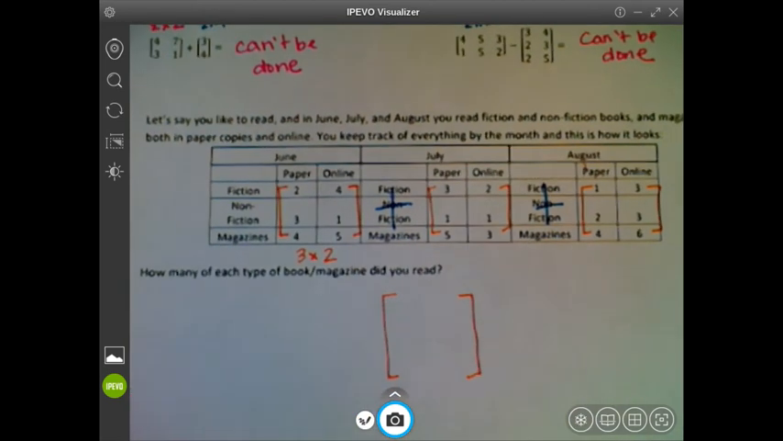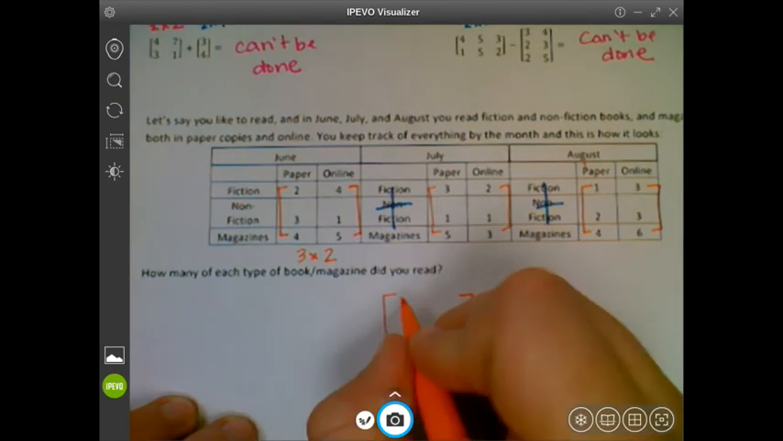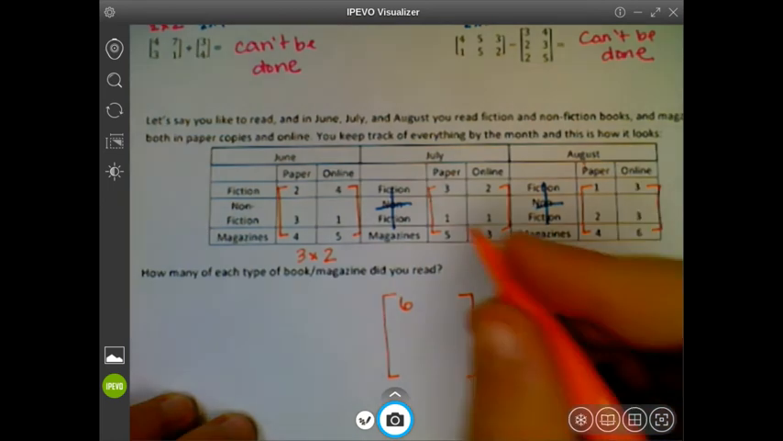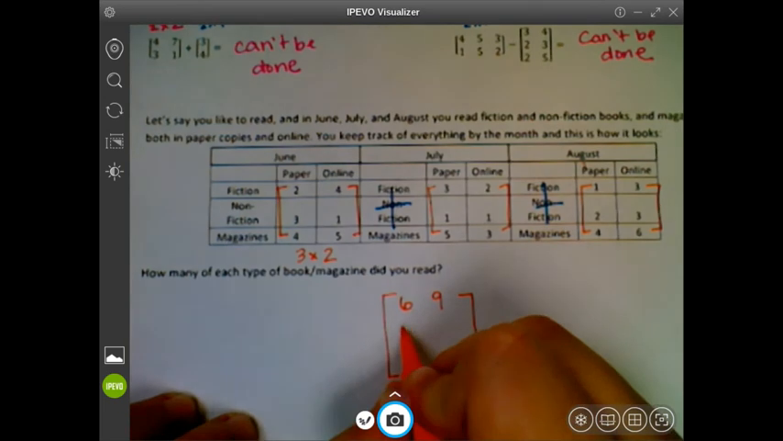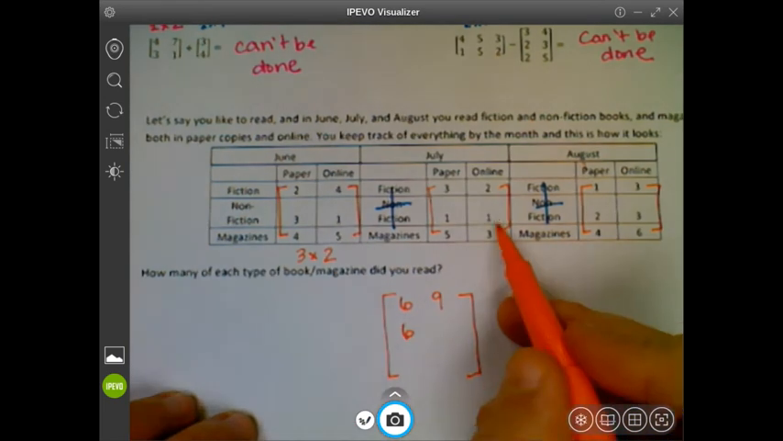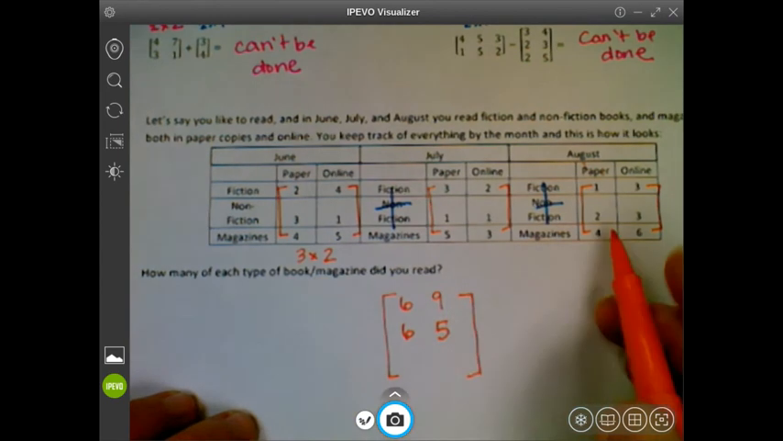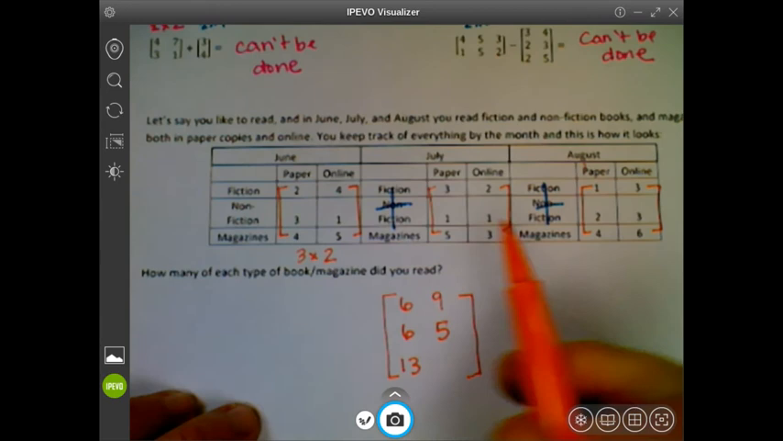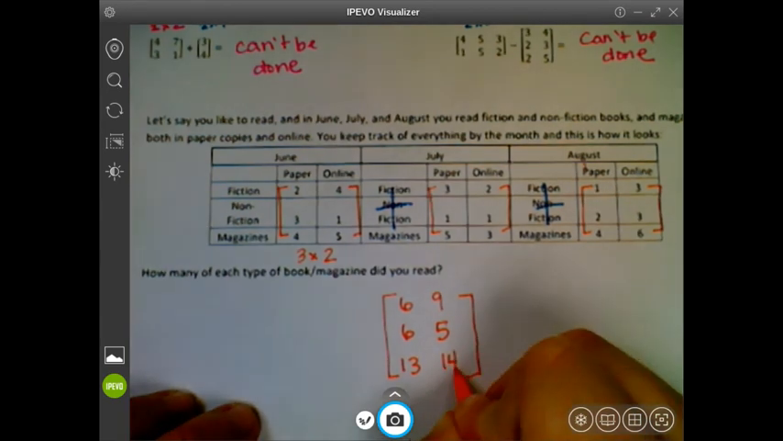All right, so we'll have 2 plus 3 plus 1, so that's 6. 4 plus 2 plus 3, that is 9. 3 plus 1 plus 2, that's 6 again. 1 plus 1 plus 3 is 5. 4 plus 5 plus 4, so 13. And 5 plus 3 plus 6, 14.